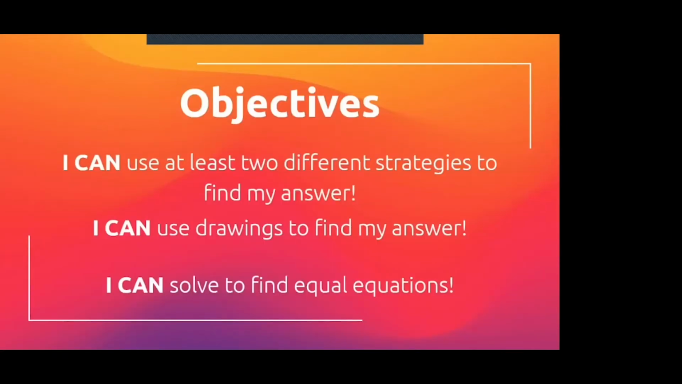All right, so you know the rules. I'm going to say it first, then you're going to say it, and we're going to say it together. So I can use at least two different strategies to find my answer. Altogether, I can use at least two different strategies to find my answer. Nice job. Next one. I can use drawings to find my answer. Altogether, I can use drawings to find my answer. Perfect. Last but not least, I can solve to find equal equations. Altogether, I can solve to find equal equations. All right, so let's get started.